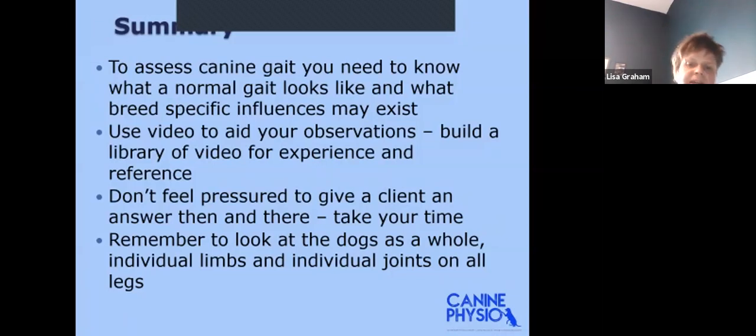And we need to remember as well that gait's not just about the dog as a whole. It's the dog, its individual limbs, and its individual joints on all its legs.